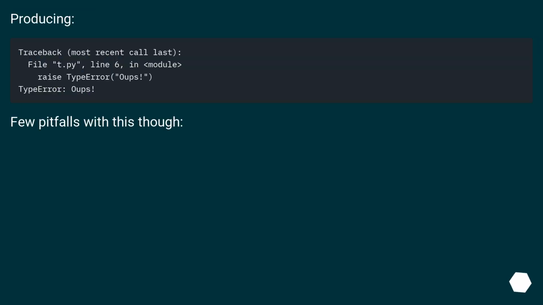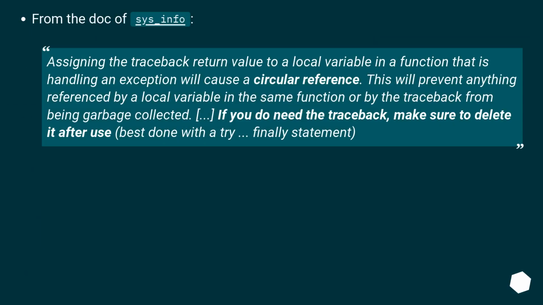Producing. A few pitfalls with this though. From the doc of sys.exc_info: assigning the traceback return value to a local variable in a function that is handling an exception will cause a circular reference. This will prevent anything referenced by a local variable in the same function or by the traceback from being garbage collected. If you do need the traceback, make sure to delete it after use, best done with a try/finally statement.